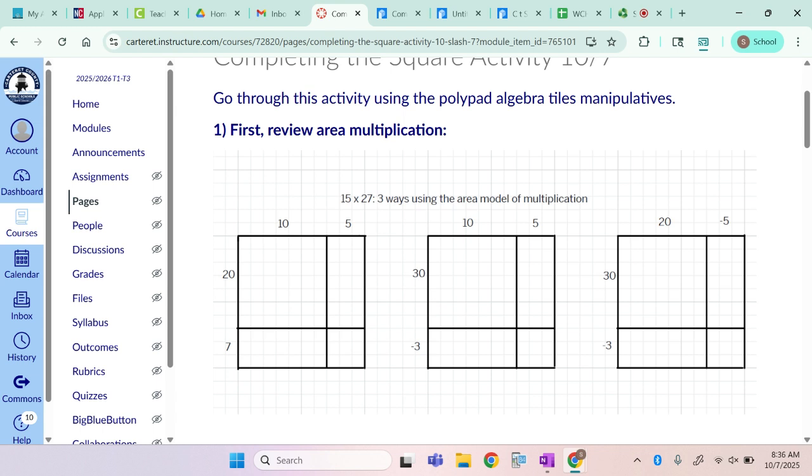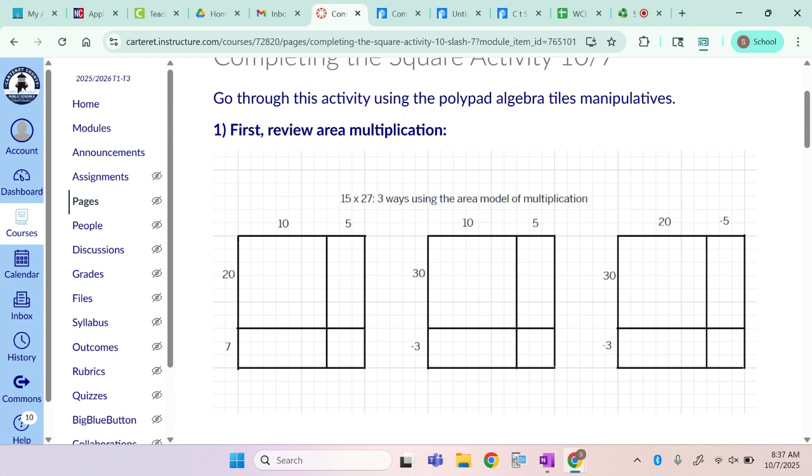Now, this is a method that you can use instead of ye old-fashioned this way. It's almost like breaking it apart in your tens and your ones place and then setting up a box method. Because if we look, what's 10 plus 5? What's 20 plus 7? We know 10 plus 5 is 15. What's 30 minus 3? 27. What's 20 minus 5? 30 minus 3? 27.